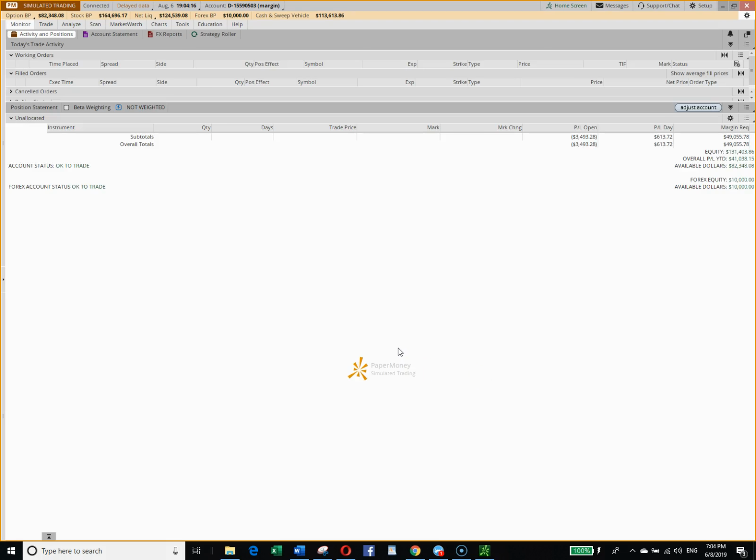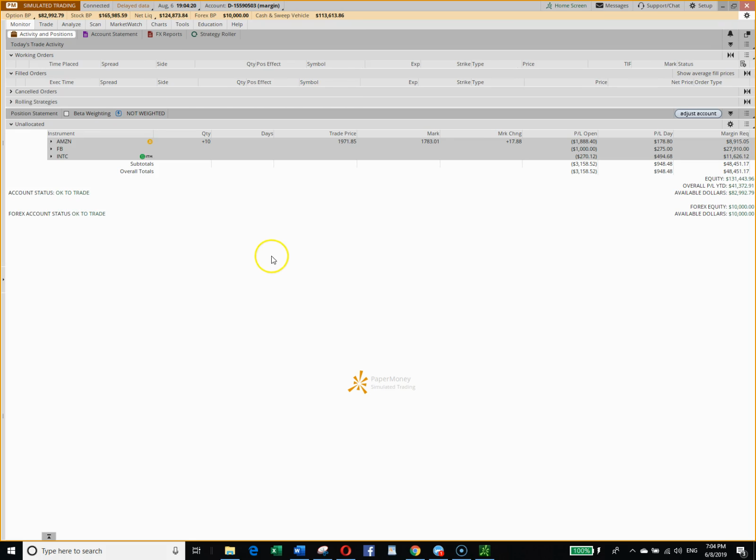Okay, so this is my paper trading account, and let's say you want to buy something. What you have purchased is shown in the monitor tab. This is what I have purchased. This is the profit and loss since the day I bought it, and this is the profit and loss today.